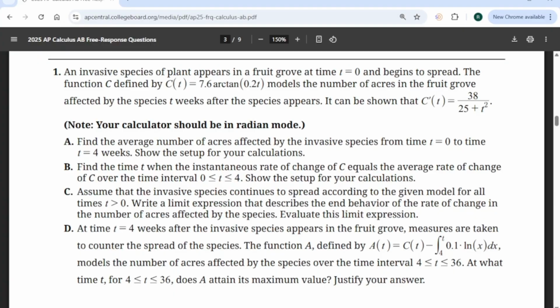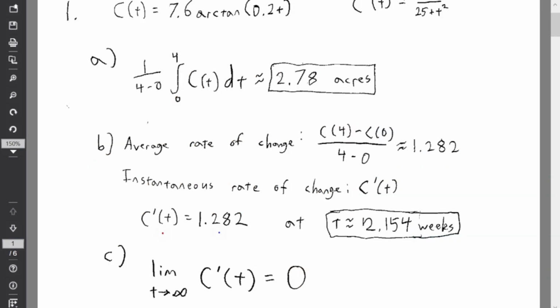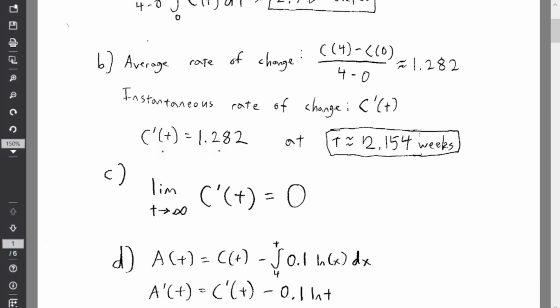Over in part D, we get a function for A of t, for the number of acres affected by the species, and it asks at what time does A attain its maximum value. So if we're looking for a maximum of A of t, we look at A prime. And we're going to set A prime, where the derivative of C is C prime, and the derivative of the integral is the original function. That's the fundamental theorem of calculus.